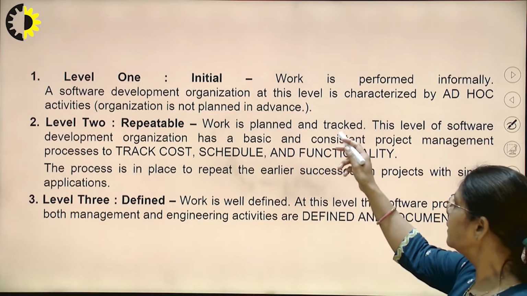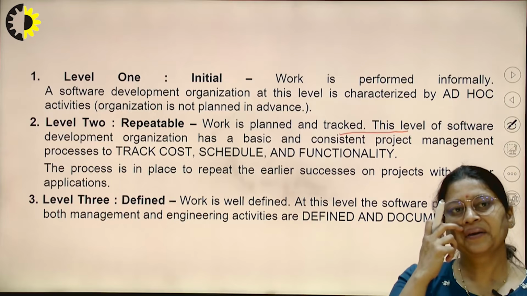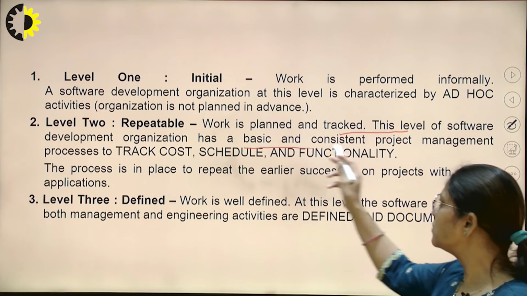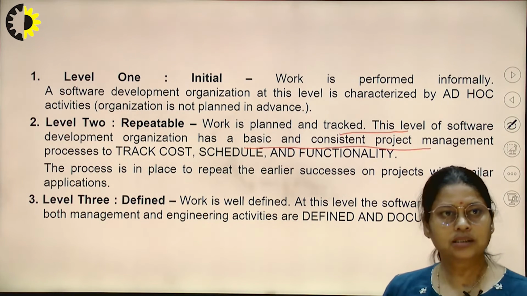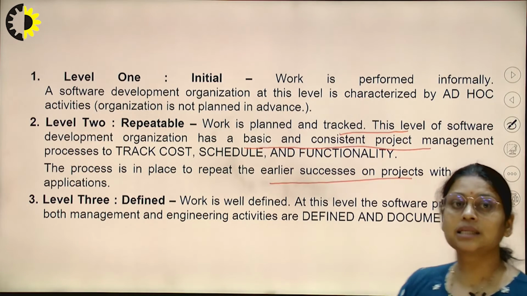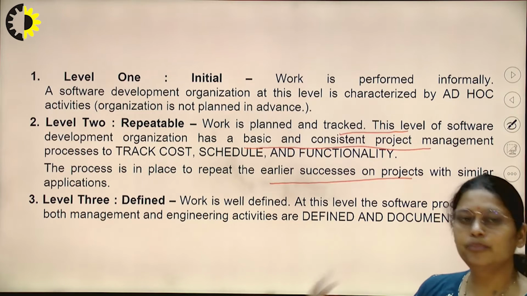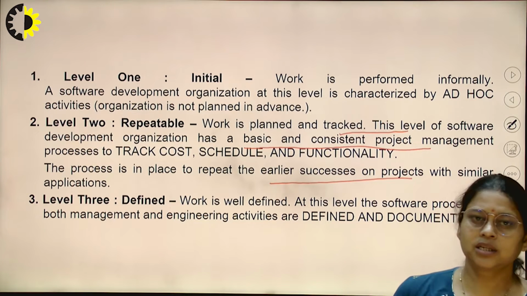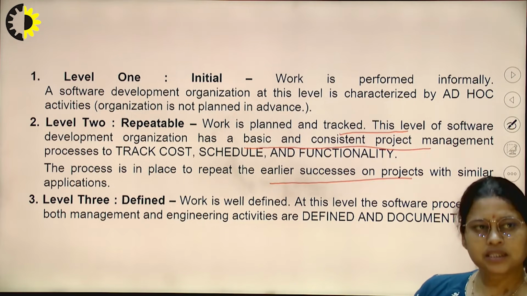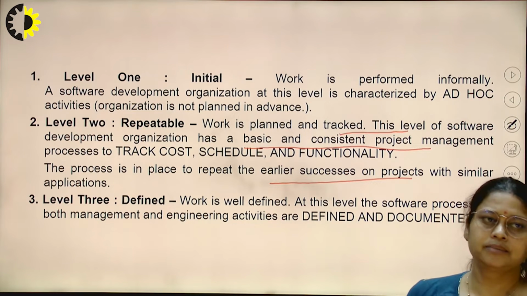So, work is planned and tracked. If we follow the existing procedure, then we can easily track and plan the new project. The development organization at this level has basic and consistent project processes, tracking, scheduling and functionality, and the process helps to repeat earlier success on projects with similar applications. As I have already discussed, if the company follows such a procedure, it repeats the earlier success on projects with similar applications. So, such a company is applicable for level 2, the repeatable level.